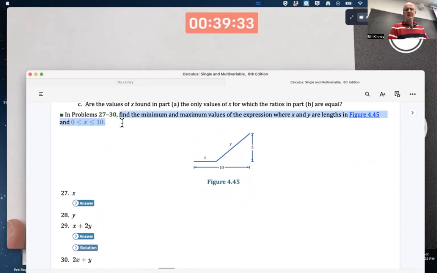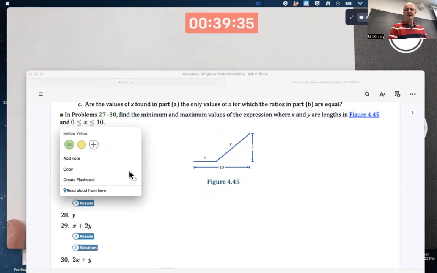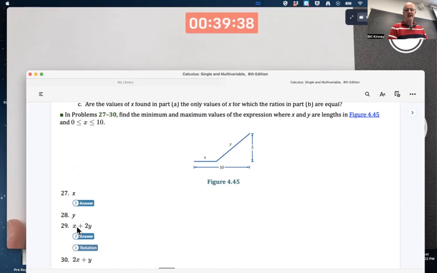The problem here says find the minimum and maximum values of the expression. In number 29, the expression is x plus 2y, where x and y are the lengths that are shown in this figure, and x is between 0 and 10. So that's kind of an abstract geometric problem. You are trying to find minimum and maximum values, evidently of some function, but what's the function?